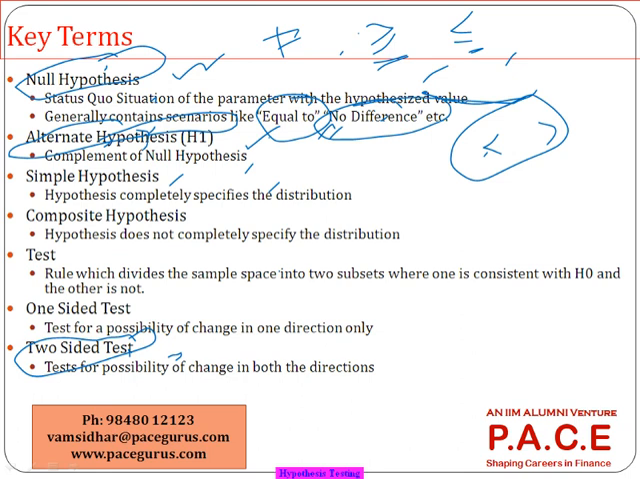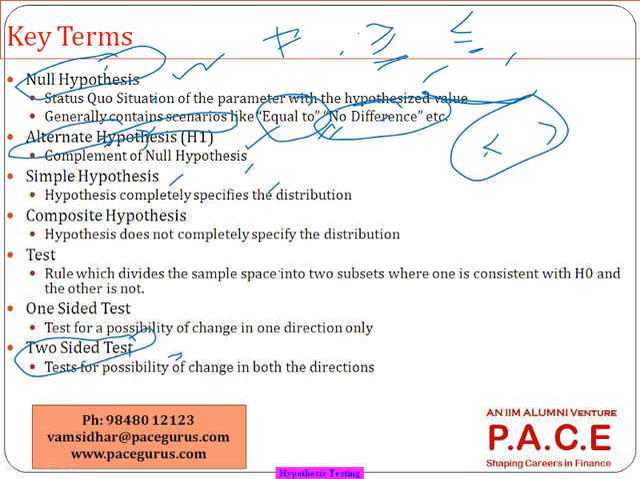So the test for rejecting the null, if it is in both the directions, we call those kind of tests two-sided or two-tailed tests. But if that area of rejection is only in one direction, then we call that a one-sided or one-tailed test.